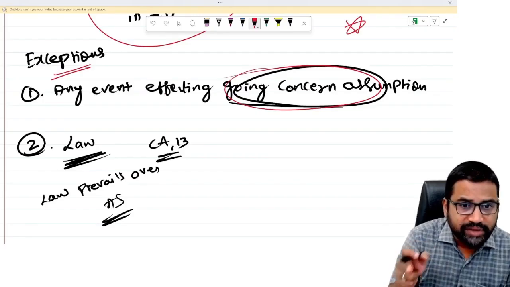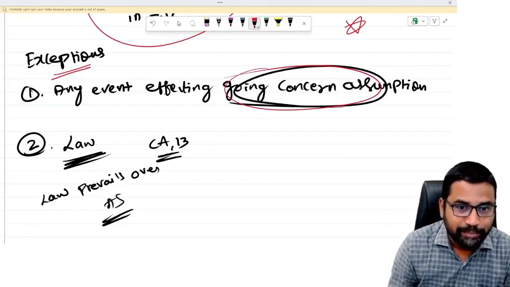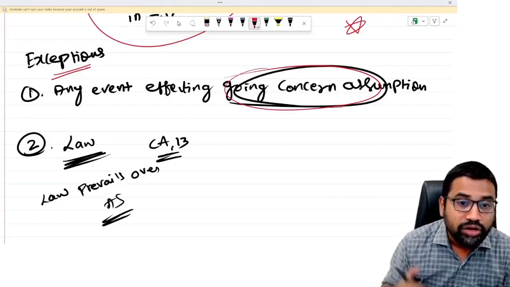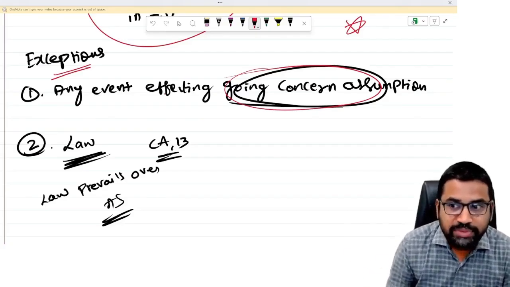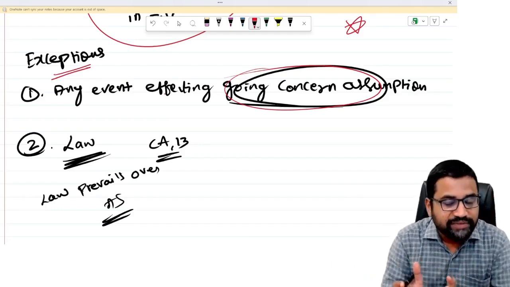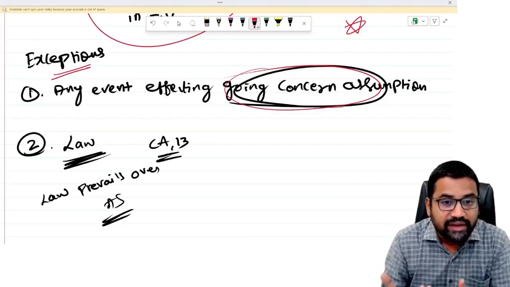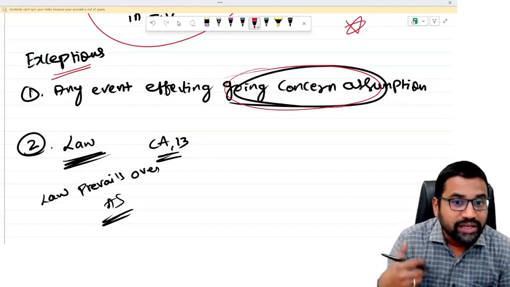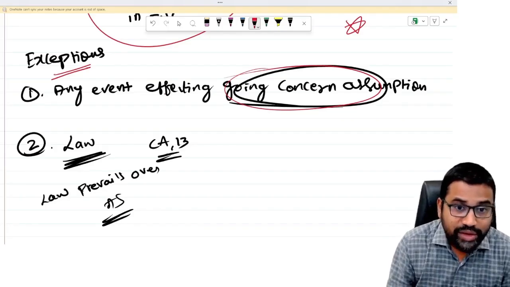Suppose, for example, a subsequent event happened which is affecting our going concern assumption. For example, a fire happened. The magnitude of the fire is so huge that it is beyond our reach to recover from it. So it is not possible to recover from it. That means the company's going concern assumption is affected. For example, after 31st March, before approval of the financial statements, a fire happened in the premises. Because of the fire, there is a huge loss, and that loss is beyond our reach. So we are not able to recover from it. Then in such a situation, definitely our going concern is affected.